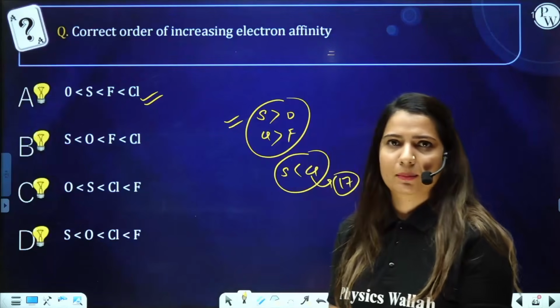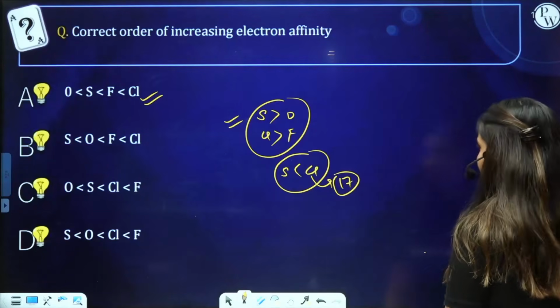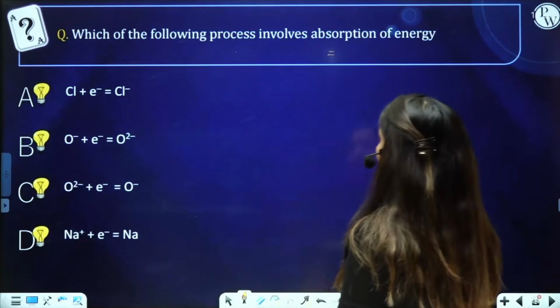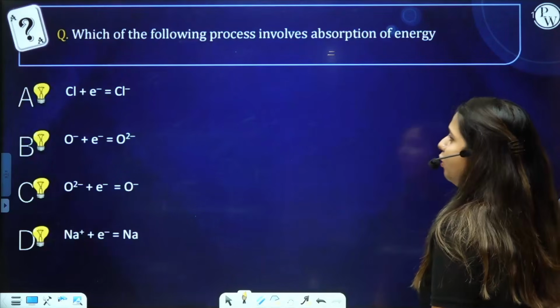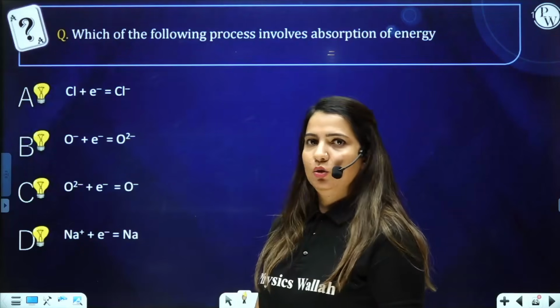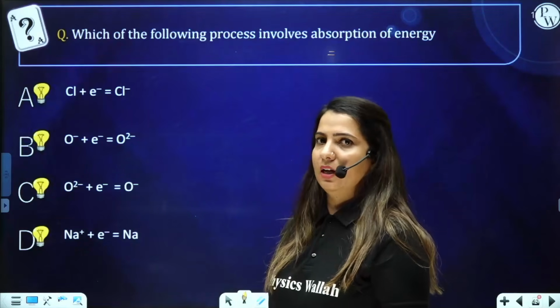I don't think there will be any confusion. Every question is from the previous year. Which of the following processes involves absorption of energy? See, accepting an electron into chlorine is an exothermic process.